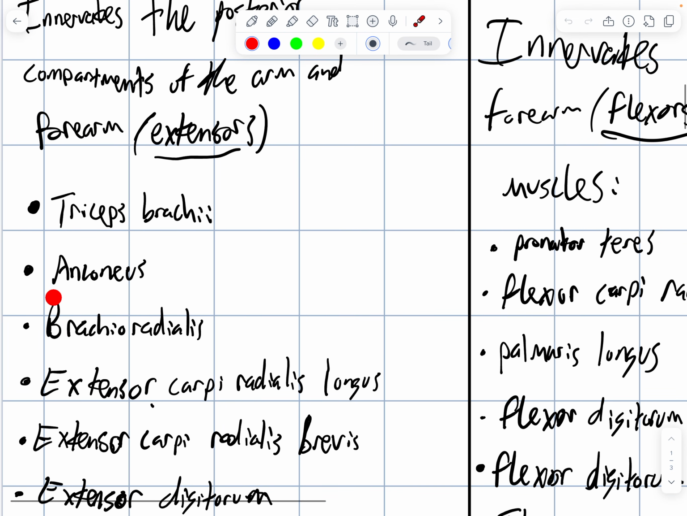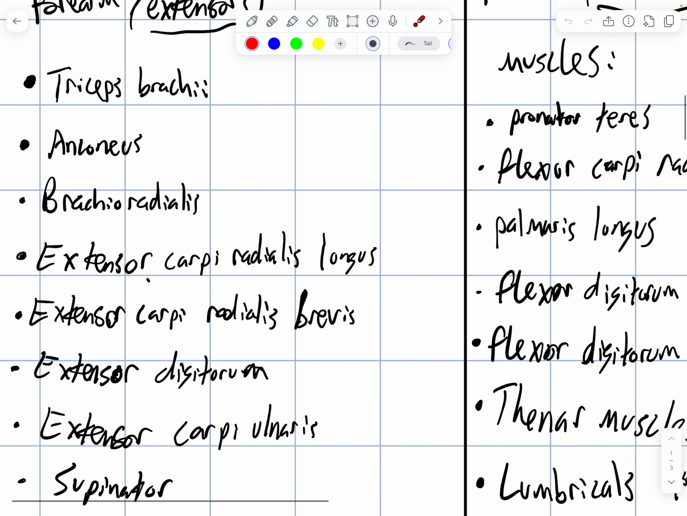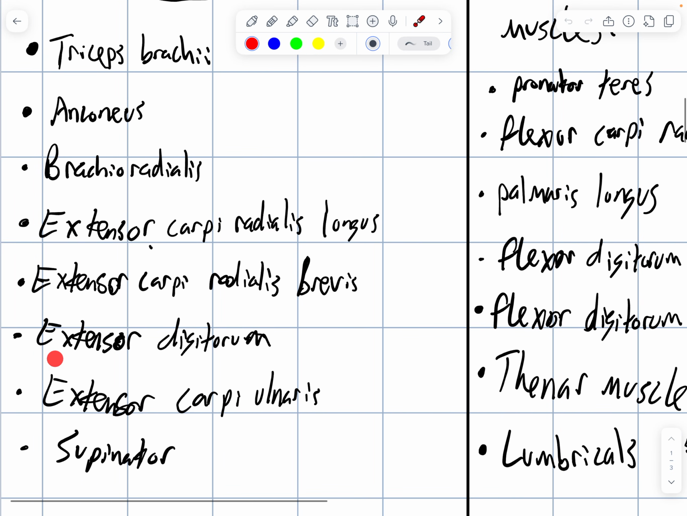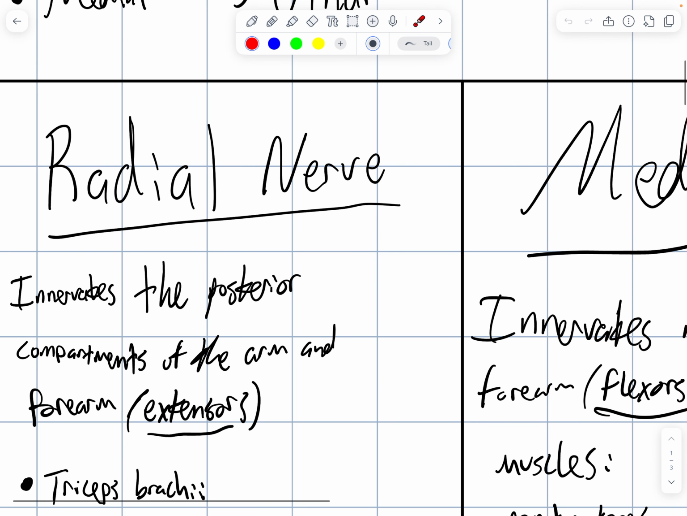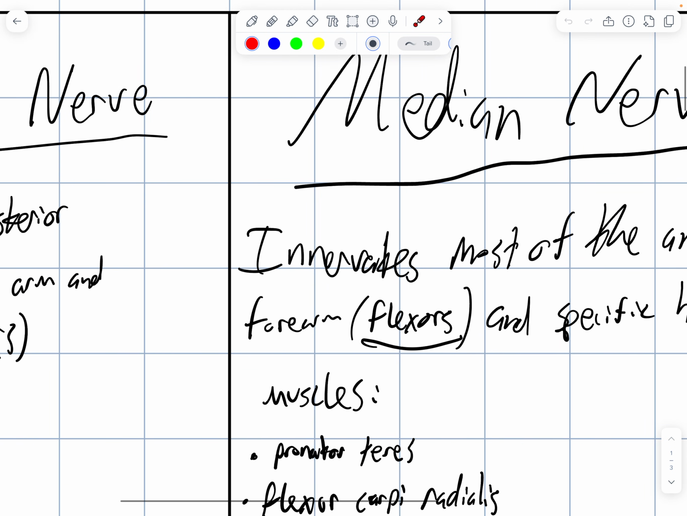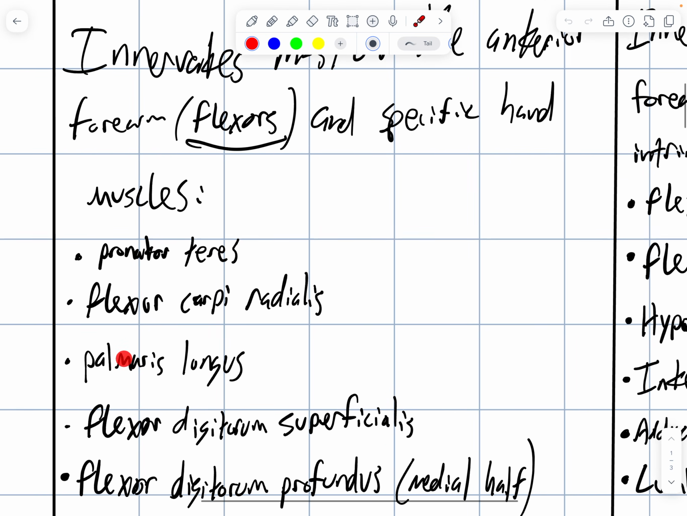The radial nerve innervates the posterior compartments of the arm and the forearm. So this is the extensor muscles. And this includes triceps brachii, anconeus, brachioradialis, extensor carpi radialis longus, extensor carpi radialis brevis, extensor digitorum, extensor carpi ulnaris, and supinator. So that covers the radial nerve muscles.